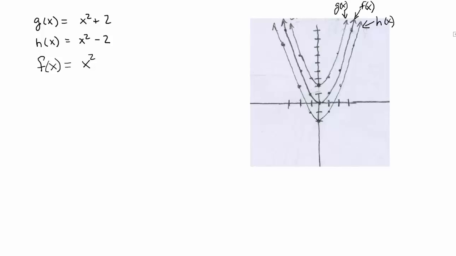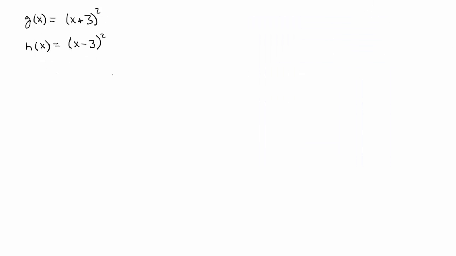The next shift that I want to look at is the horizontal shift. So here we have g of x is equal to x plus 3 squared, and h of x is equal to x minus 3 squared. And again, f of x is equal to x squared. So now the shift is inside the parentheses, and it's a horizontal shift. So here we're going to have x plus 3 squared is going to be shifting left 3 units.